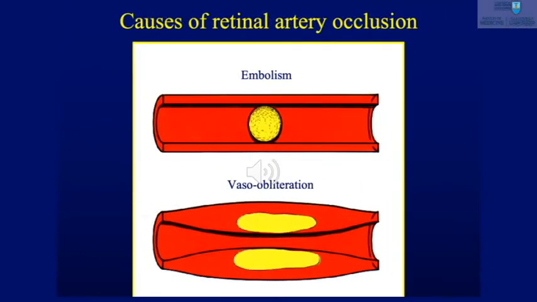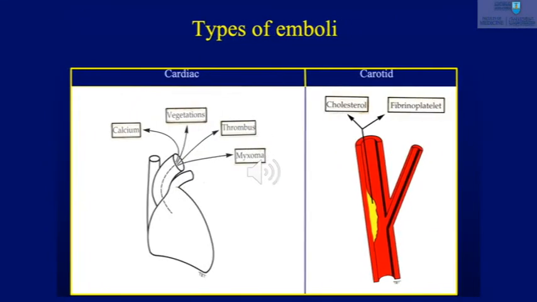Now we shift to the second cause of retinal vascular disease, which is arterial occlusion. And arterial occlusion may occur due to emboli or vaso-obliteration. The source of the emboli may be from the heart in the form of calcium, vegetations, thrombus, myxoma, or from the carotid in the form of cholesterol, platelet, or fibrinoplatelet emboli.